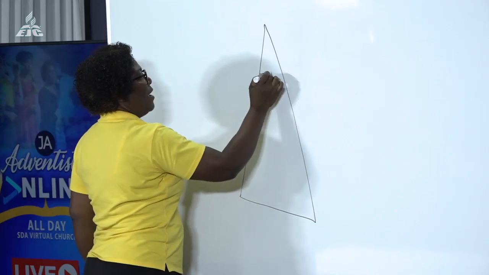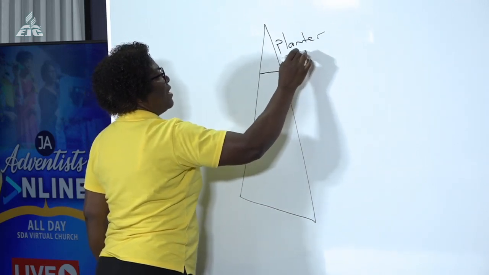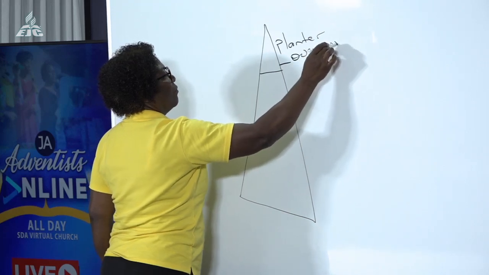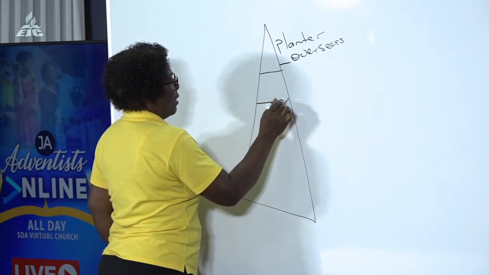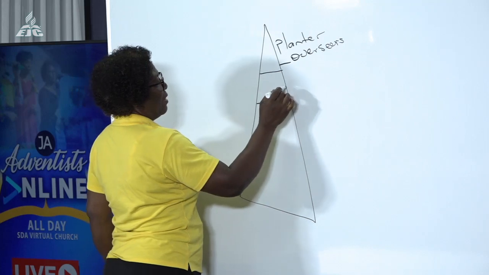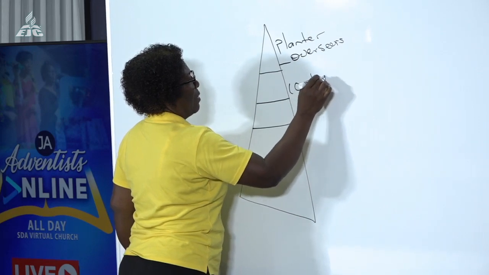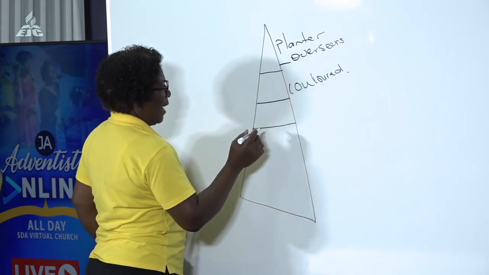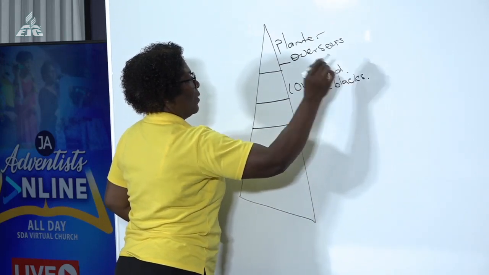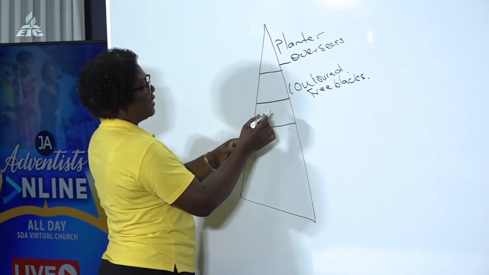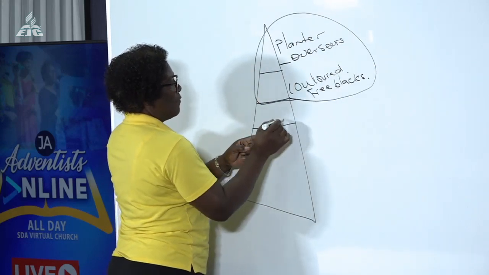All right, so up here, you had the planters and all the overseers, right? So coming down, you'll have the colored, right? Free blacks, right? Now we are coming down to the slaves. So if you should take off here, all these would have been slaves.